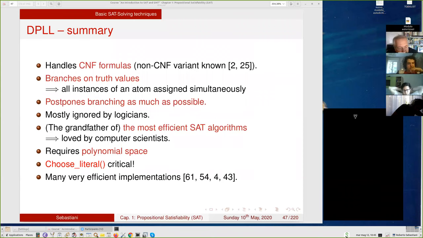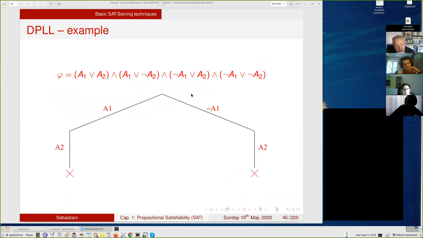It has been the most efficient SAT algorithm since substantially 1995, when a much better version of it was conceived, which is called CDSAT SAT solvers. It requires polynomial space, yes, because remember that you need to keep track of the status of at most one branch at a time.